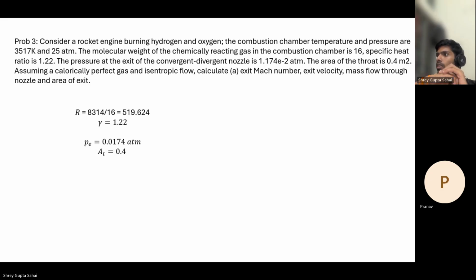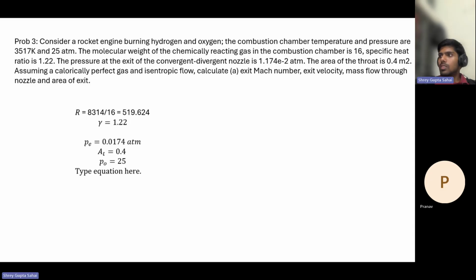What else? Okay, one more thing. Combustion chamber. We'll consider the combustion chamber to be a reservoir. So P naught is how much? 25.